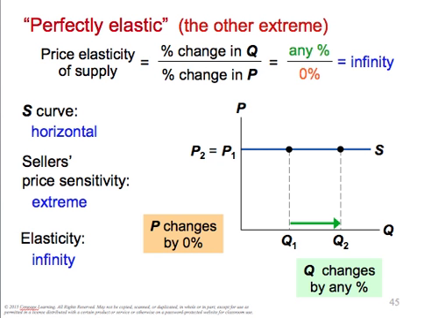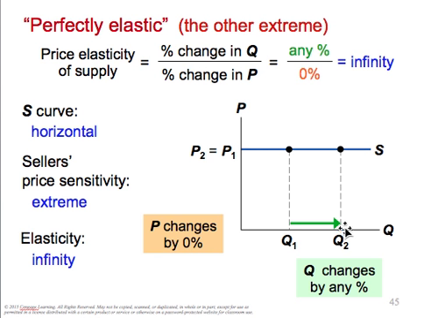So let's look at the other extreme. Let's say here the supply curve is horizontal. Again, it's an extreme for a reason. You don't see this a whole lot. Seller's price sensitivity is extreme. Price changes by 0%. Quantity can change by any percent. It's infinite. So quantity can be anything.